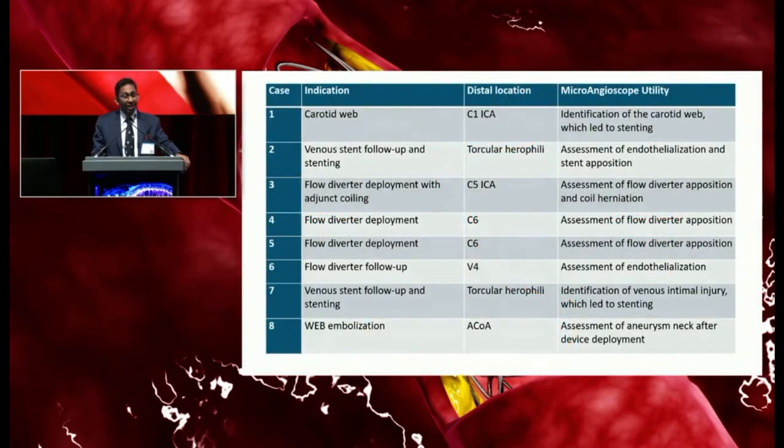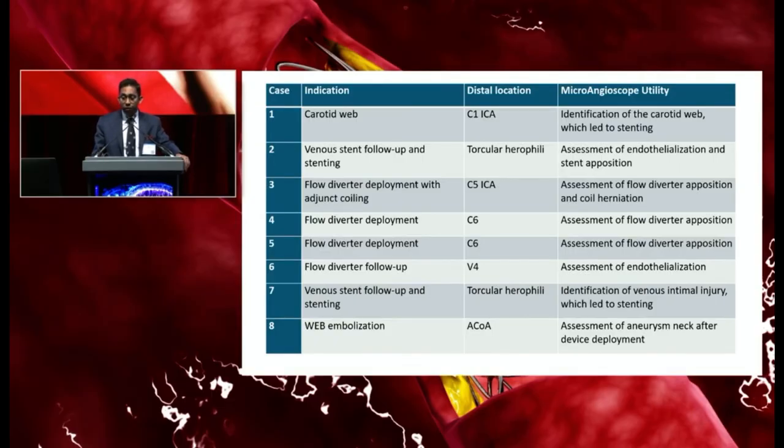These are our first 8 cases in patients. We started in the extracranial circulation. That was a case of a carotid web. The microangioscope was able to visualize and identify the carotid web in a way that was just not quite the same with standard 2D DSA. We subsequently moved to the venous side, and this was quite interesting. We did a case of a venous stent follow-up and subsequent stenting for stent-adjacent stenosis. I'll show you that case.